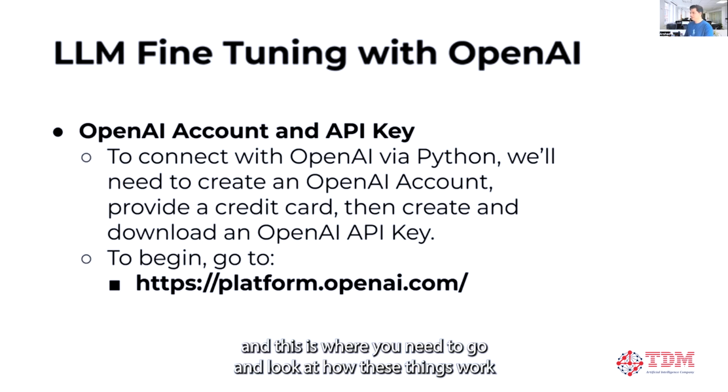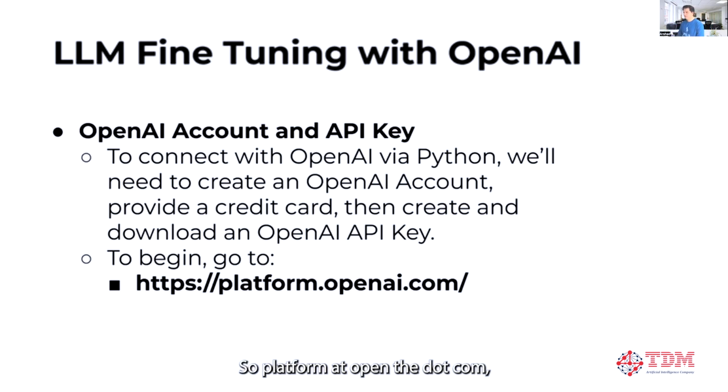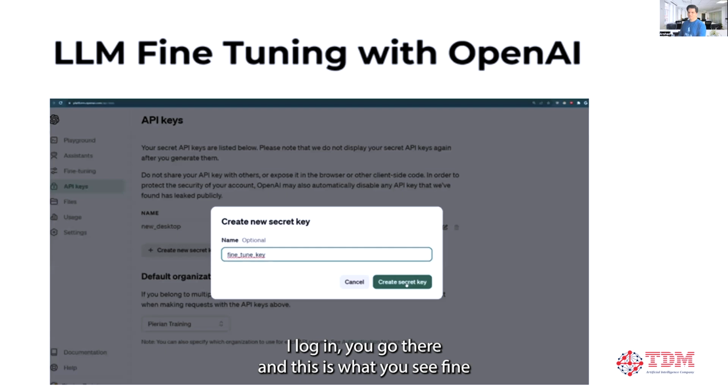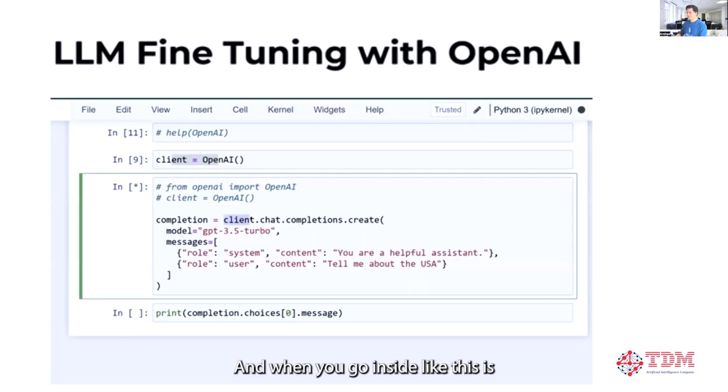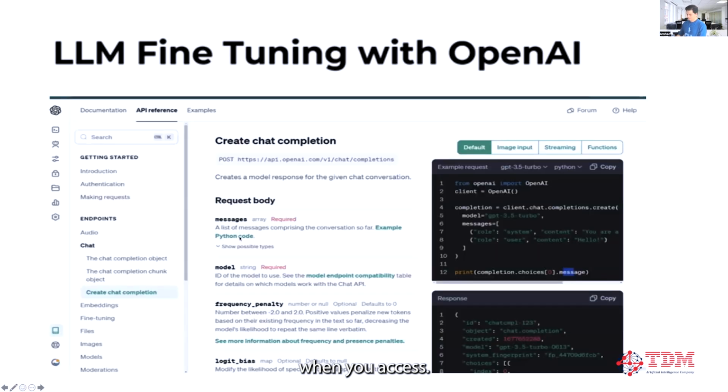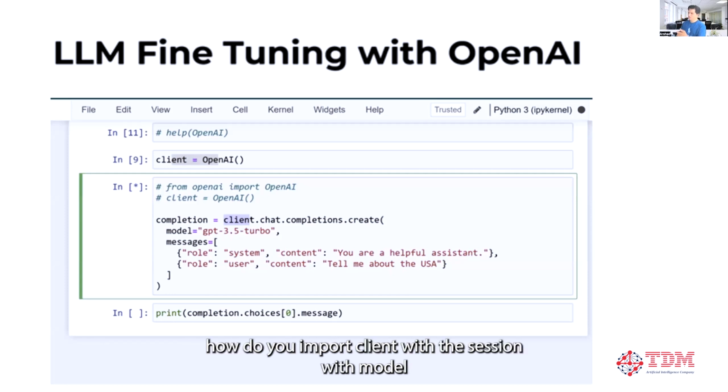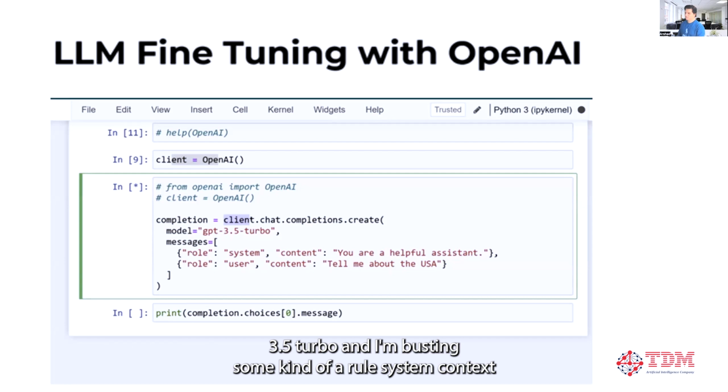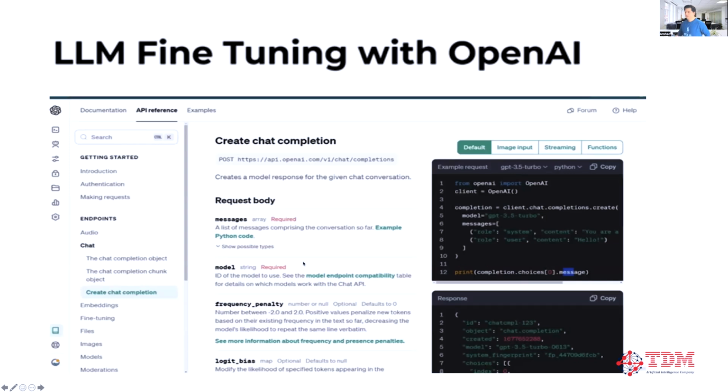I spoke a lot, not very detailed, but it gives you enough to go and explore. This is where you need to look at how these things work behind the scenes. So the platform is at openai.com. I hope you all have created your OpenAI login. You go there and this is what you'll see: fine-tuning, assistants, API, files, usage, the menu. I'm trying to create a secret key here, which is required for you to access any OpenAI models. When you access, I just brought a code example from OpenAI. How do you import the client, create a chat session with model 3.5 turbo, and I'm passing a role, system context, and a sentence about what I was talking about with fine-tuning, a simple example. When you go inside this one, you will see something that takes a JSON input and Python input too, I think.